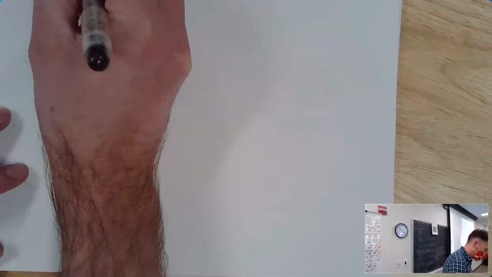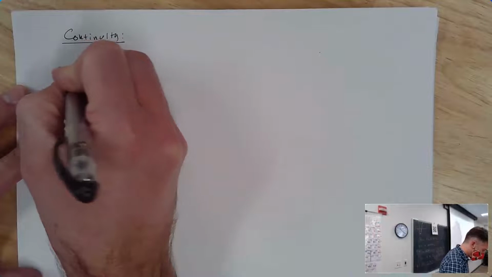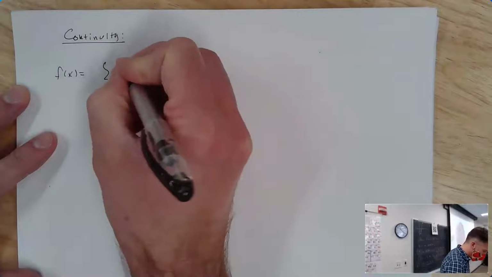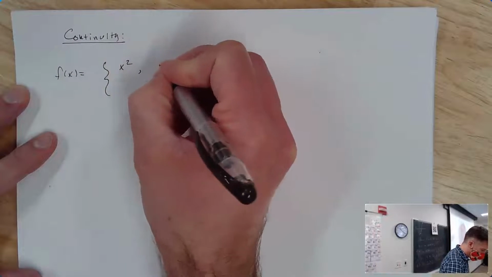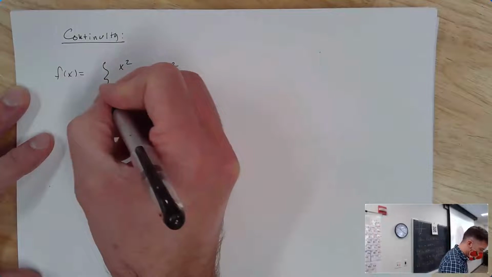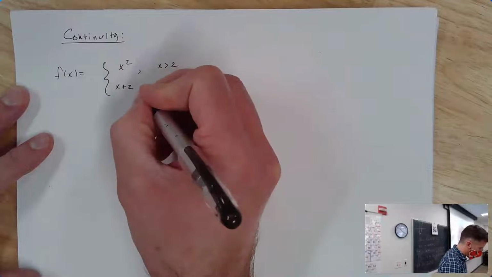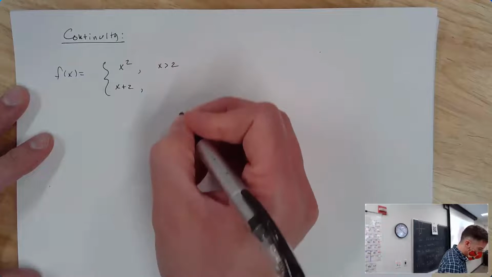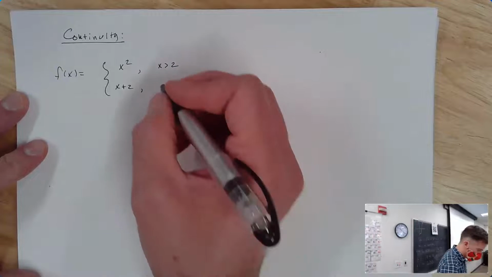Continuity, although very important, is a pretty straightforward concept. Visually, I think it's really easy to tell if a function is continuous or not. Let's look at a couple examples of functions that are not continuous. And almost without exception, when we're talking about discontinuity, we're using a piecewise function.